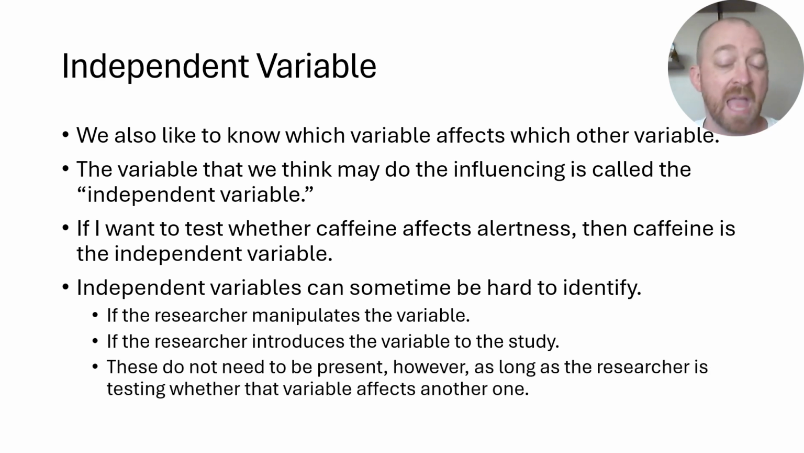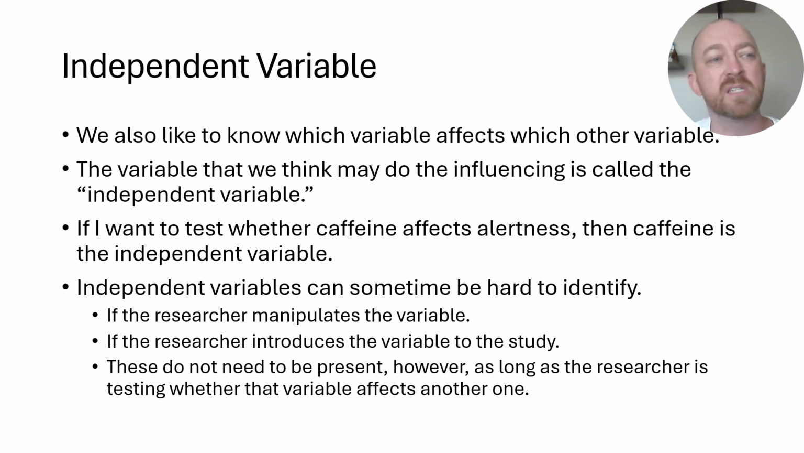All right. And now it's an important caveat that it doesn't mean I have to be doing these as the researcher for it to be the independent variable. But if you see those two elements there, that's a pretty good sign that it is the independent variable. You can, however, have independent variables that I didn't manipulate and that I didn't introduce to the study. So I'll give you an example of that right now, actually.